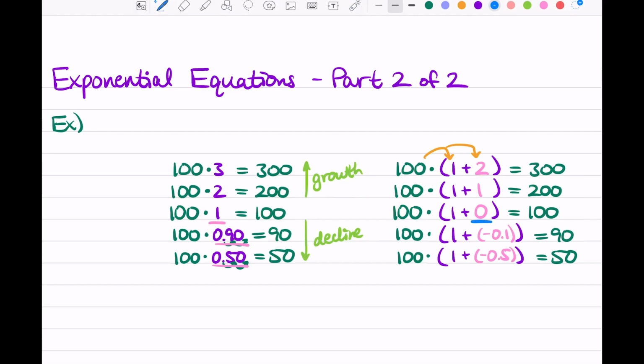If we have 0 here, we don't grow or decline, because 100 times 0 is 0. However, if the number is bigger than 0, then we are growing. And if we add a number less than 0, then using the distributive property, we're going to add a negative number there, which means our 100 becomes smaller.